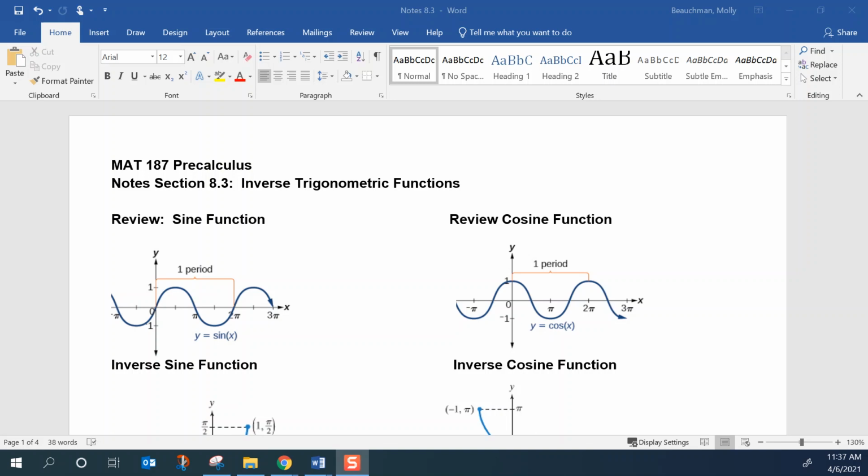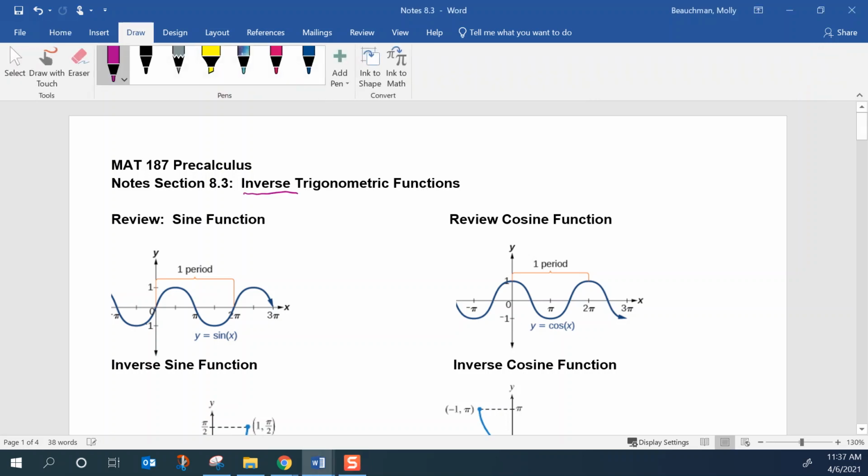In this video, we'll take a look at the inverses of the trig functions. Remember that an inverse is when you take the x and the y and switch places. For example, if y is equal to 2 to the power of x, the inverse is x equals 2 to the y, which we rewrite as y is equal to log base 2 of x. So exponentials and logarithms are inverses that we've talked about before.